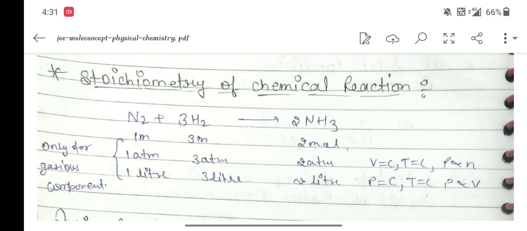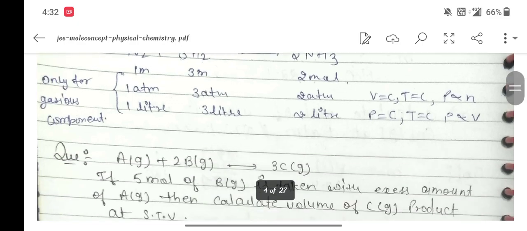Now if you see here, they have given 1 mole, here 3 moles of H2, and here 2 moles, right? In this, only for gaseous compounds, if you see, 1 atom, 3 atoms and 2 atoms are given. That is V is equal to constant, T is equal to constant also given. And also in gas you can say 1 liter, 3 liter, and here 2 liter.